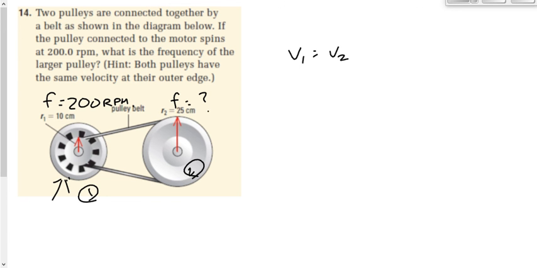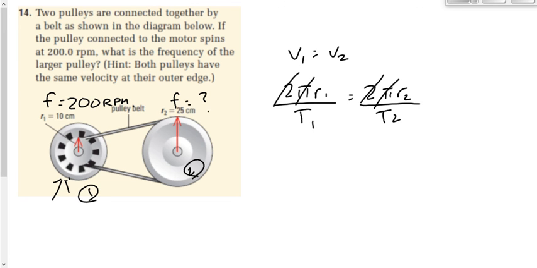All right, V1 would be 2 pi R1 over T1, and V2 would be 2 pi R2 over T2. Is that okay? Can I do that? Sure. They told me the speed is the same. Then 2 pi R over T is the same as well. I get a bit of a break here, right? The 2's cancel, the pi's cancel, and I'm left with R1 over T1 equals R2 over T2.